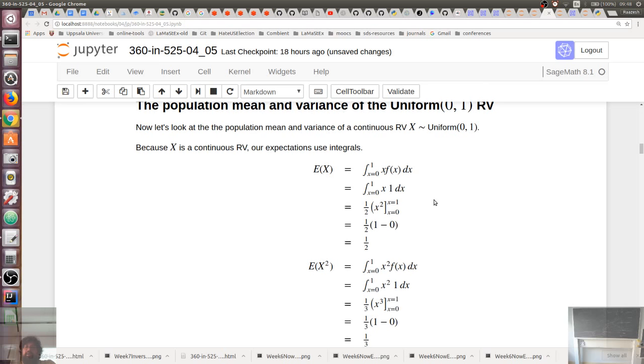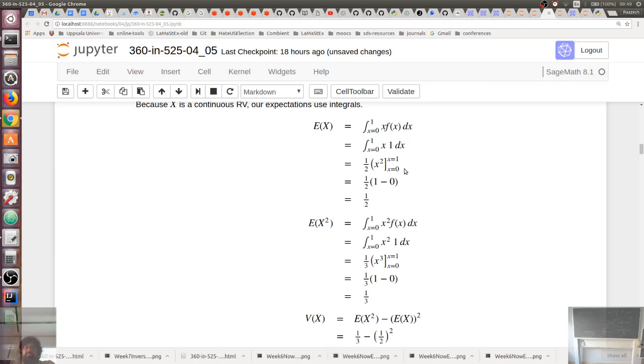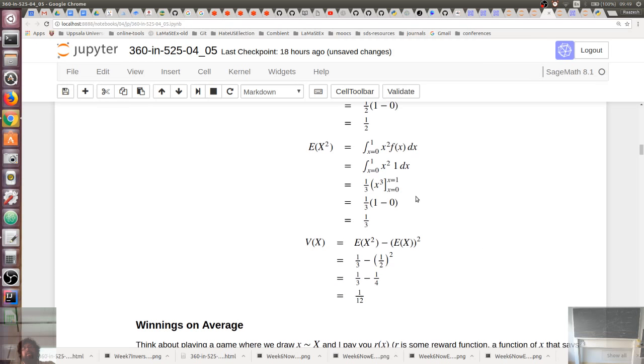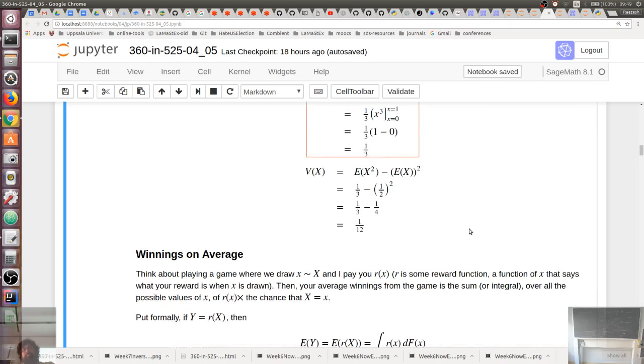Yeah, that's just some very mechanical calculus. So now we say that the mean is 1/2, and the expectation of x squared is just 1/3. Now variance is just expectation of x squared minus the expectation of x, the whole squared. So this is 1/3 minus 1/2 squared, which is 1/12.